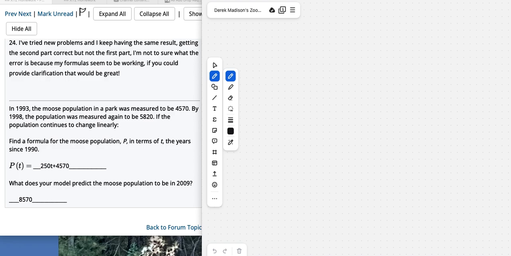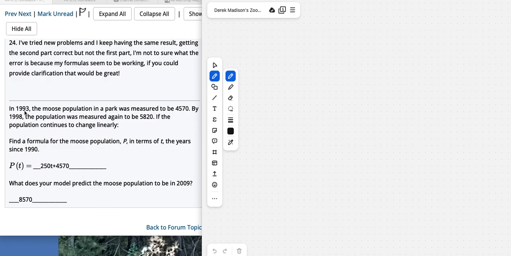Got your message. Yeah, so you're doing it basically right, with one small thing that's wrong. The part that is getting you is right here: find a formula for the moose population, P, in terms of T, the years since 1990. It's that "since 1990" that's getting you.